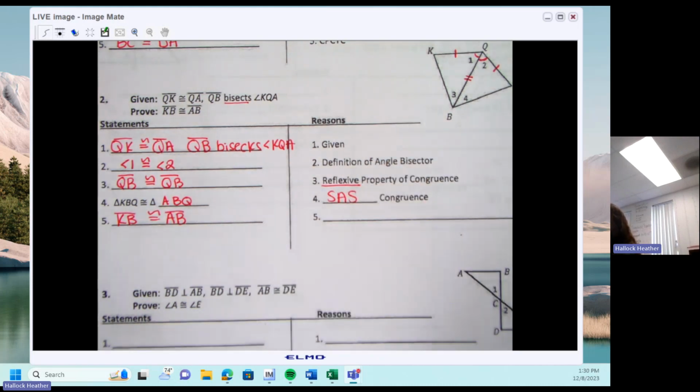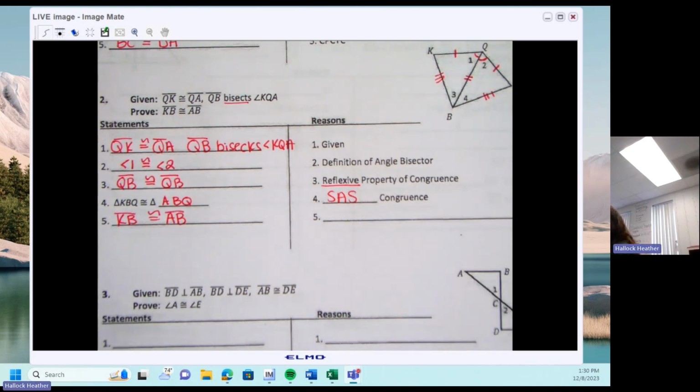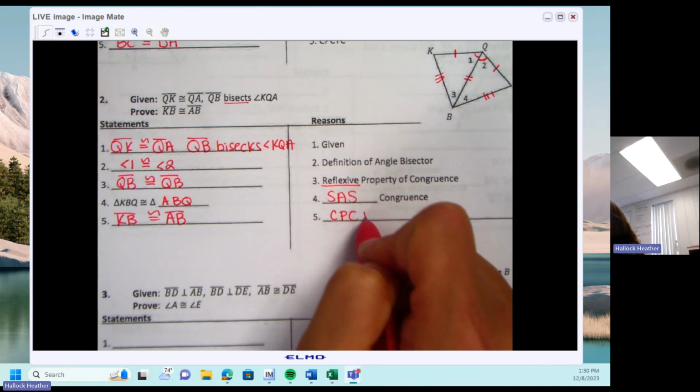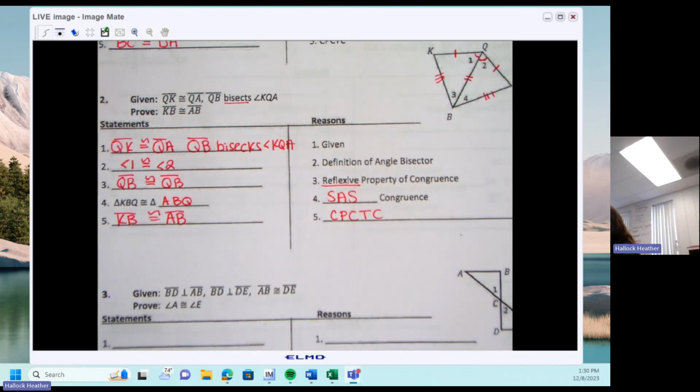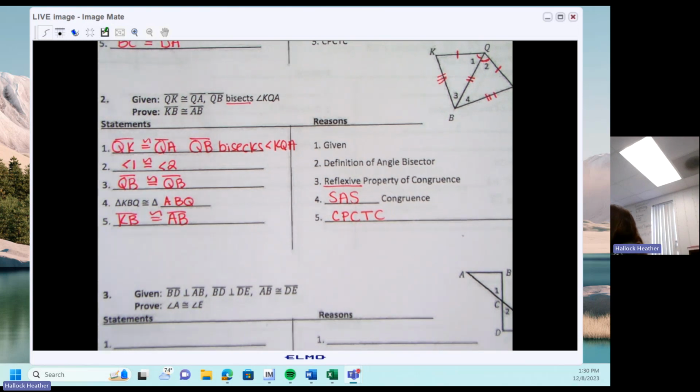Since I now know the triangles are congruent to each other, then I can add in that last part, basically saying KB I know is congruent to BA. The reason why is because corresponding parts of congruent triangles are congruent, which is CPCTC, which is what we talked about on Monday. When you know a piece is congruent to another piece, you can set them equal to each other. What's up?